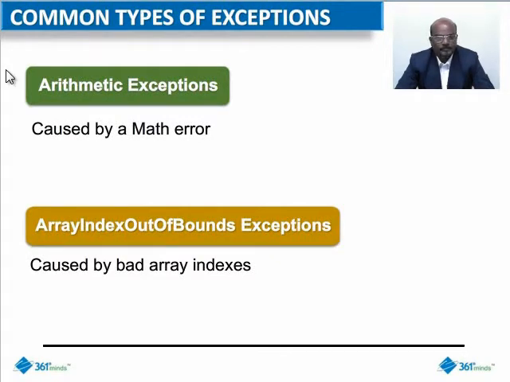Arithmetic exception is one of the types of exceptions, which is caused by a math error. What could be the possible reason for a math error? Let's consider two numbers where one number, the divisor, is 0. What will happen? In mathematics, it will lead to infinity, but as far as Java is concerned, it will raise an exception, and this exception is called arithmetic exception. So any number divided by 0 will cause an exception.